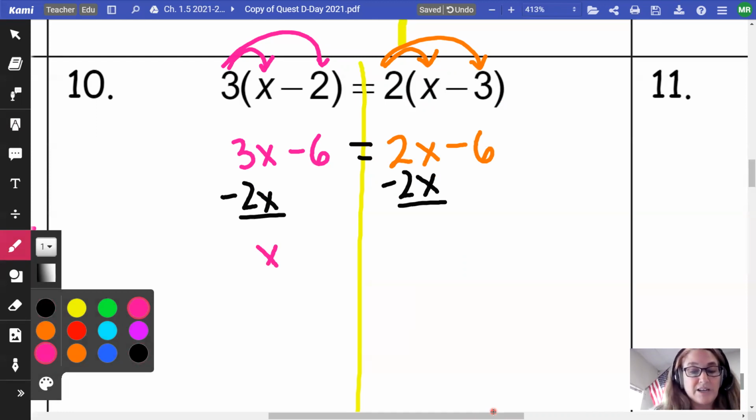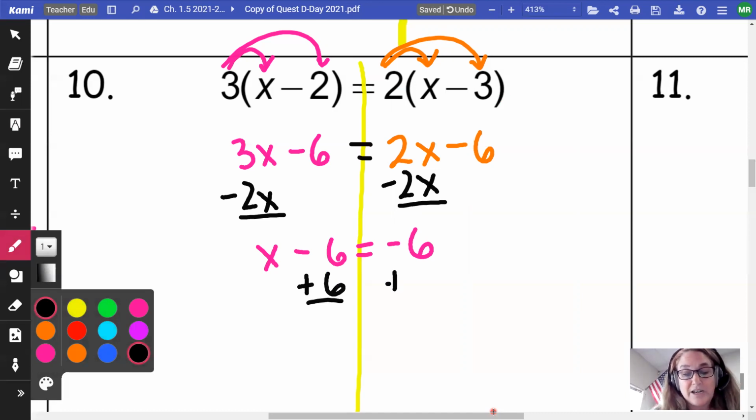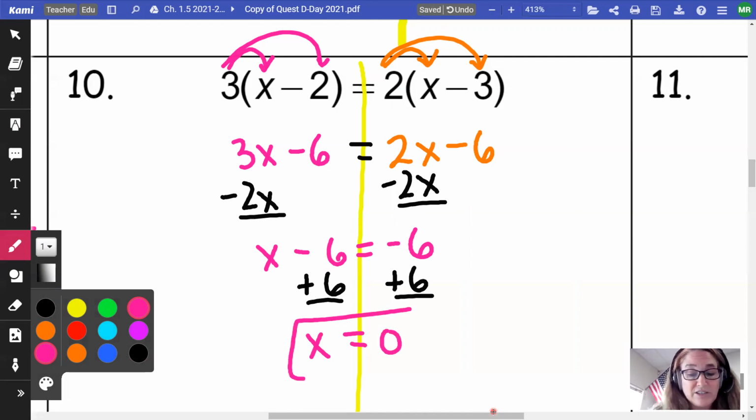And I'm going to end up with x minus 6 equals, and on the other side, I have a negative 6. Now I'm going to get rid of the minus 6. So I'm going to add 6. And I know a lot of us panic when this happens. I get x on this side, and this cancels out. But what do you get when everything on the other side cancels out? A 0. And your answer is x equals 0. That is allowed. This is not no solution. 0 can be an answer.